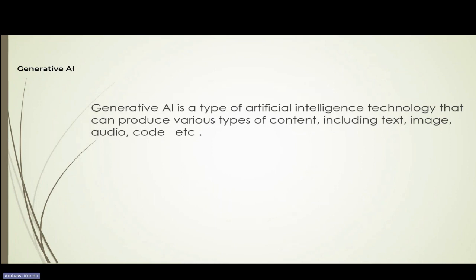That is generative AI. We can define it like this: generative AI is a type of artificial intelligence technology that can produce various types of content, including text, image, audio, code, video, etc. Right? So let's start with this curriculum.